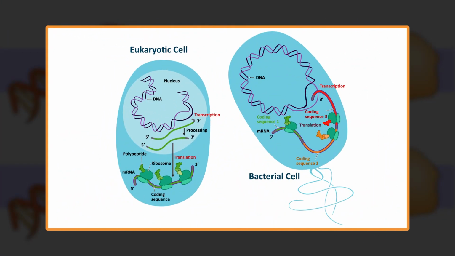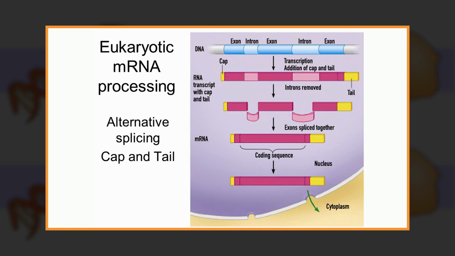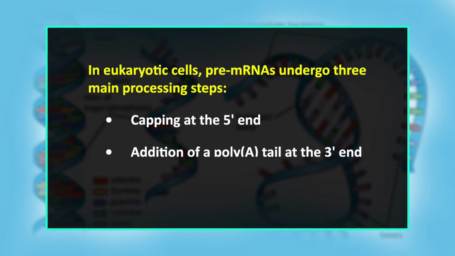Both prokaryotes and eukaryotes process their ribosomal and transfer RNAs. The initial product of transcription of a protein coding gene is called the pre-mRNA or primary transcript. After it has been processed and is ready to be exported from the nucleus, it's called the mature mRNA or processed mRNA. In eukaryotic cells, pre-mRNA undergoes three main processing steps, that is capping at the 5' end, addition of a poly A tail at the 3' end, and splicing to remove the introns and joining of exons.